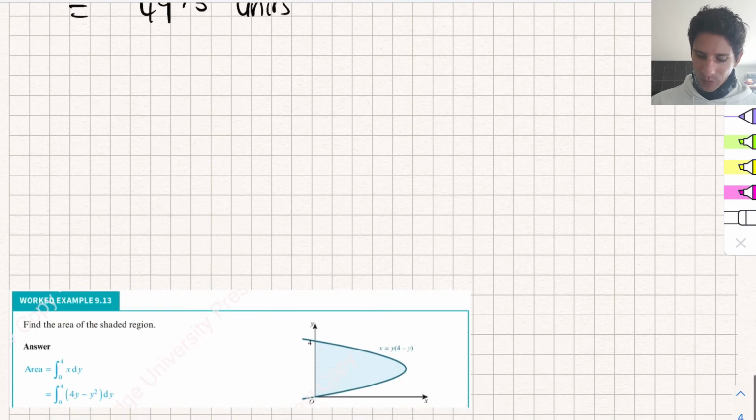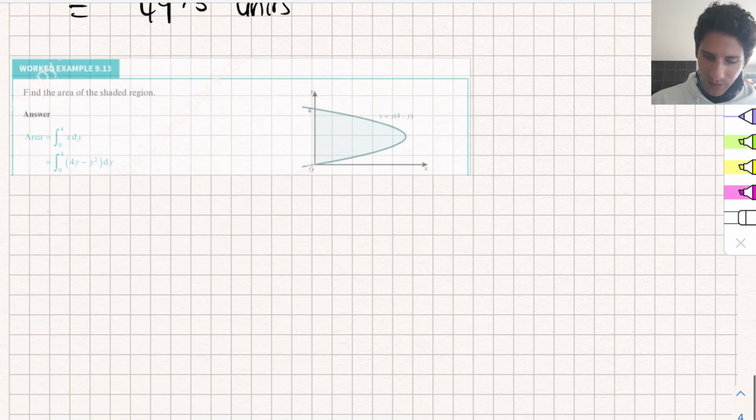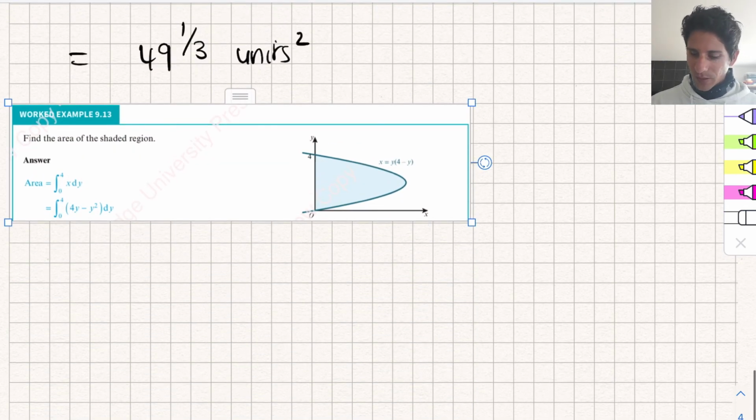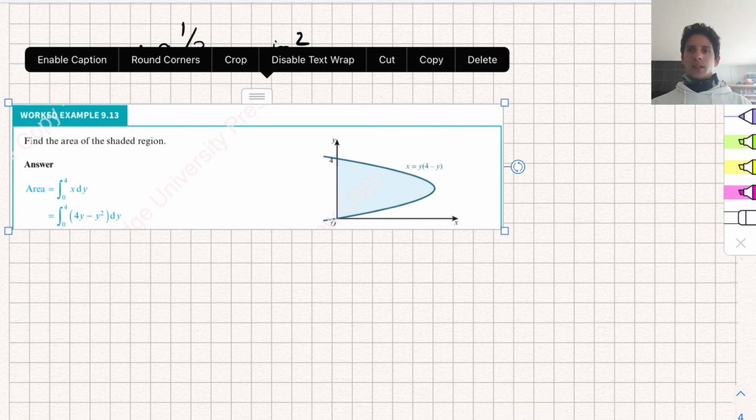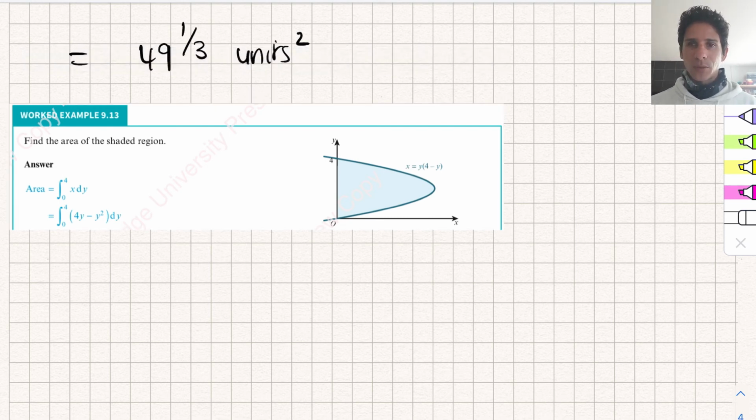Okay, let's look at one more. In this question, they've asked you for the area not between the curve and the x-axis. They've asked us to look at the area between the curve and the y-axis. All right, so the way that we do this is just going to be slightly different.